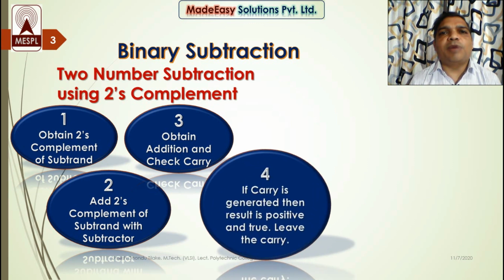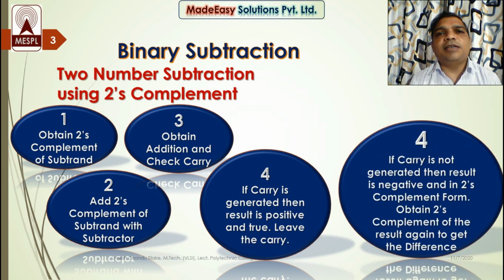If my carry is 1, then it indicates that my result is positive, and here we need not add the carry into the result as we do in the 1's complement technique. So just leave the carry here. If the carry is 0, it indicates that the result is negative and in 2's complement form. So obtain the 2's complement of the result we got in step 3 again to find the proper result. Now if you see, again the carry itself is indicating the sign of the number. So these two techniques, that is 1's complement and 2's complement, are the preferred methods.